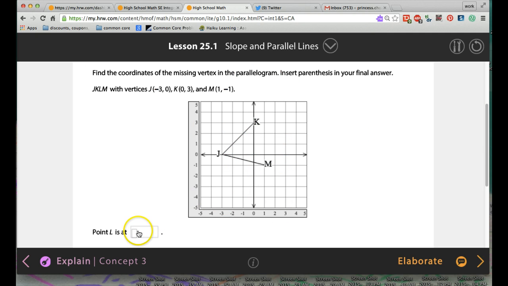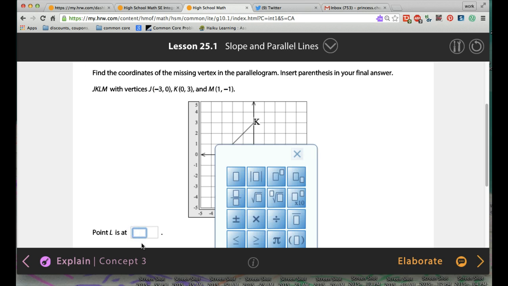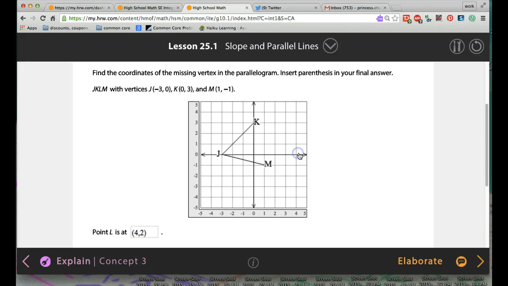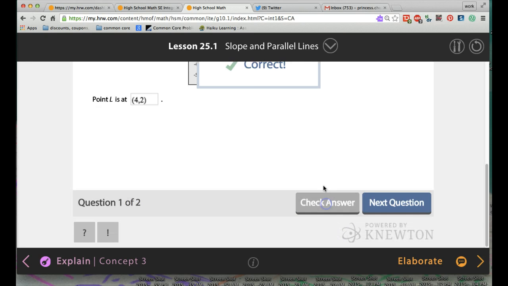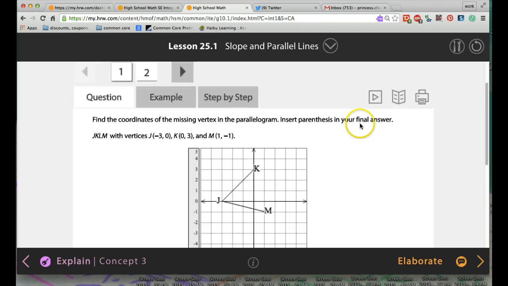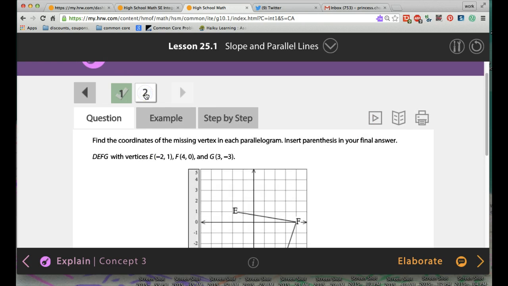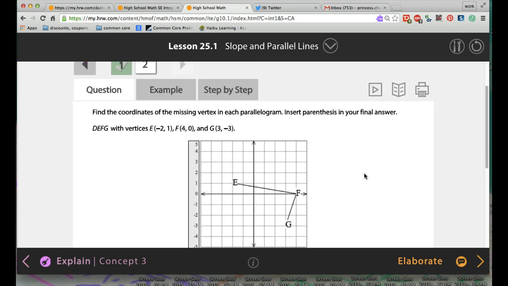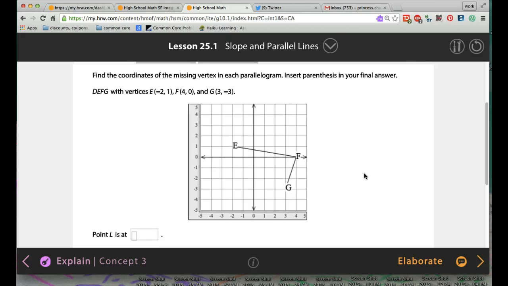Now let's go ahead and plug it in to check our answer. Open parentheses, 4, 2, close parentheses, and we're going to check our answer, and of course that is correct. And so the reason why I did that for you is because I wanted you to work on this on your own, okay?